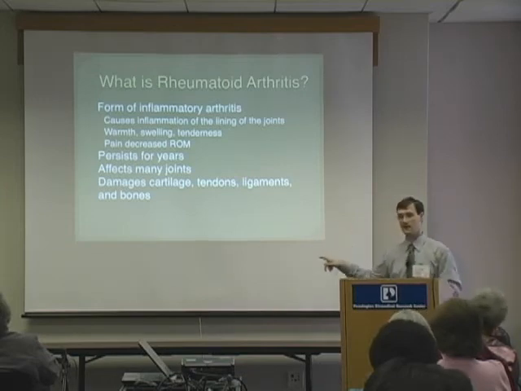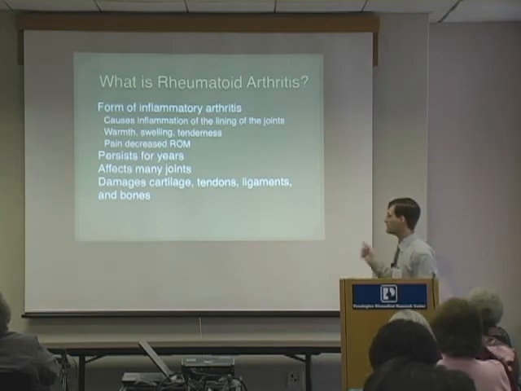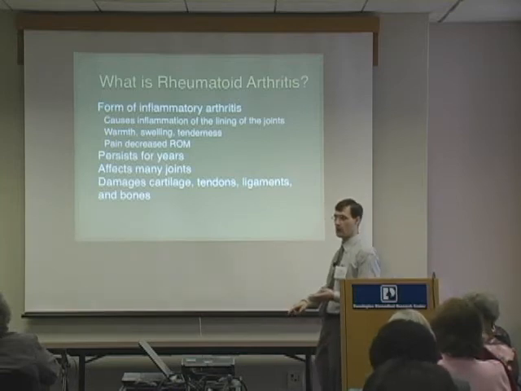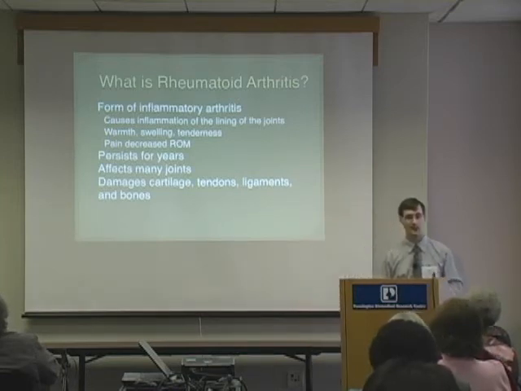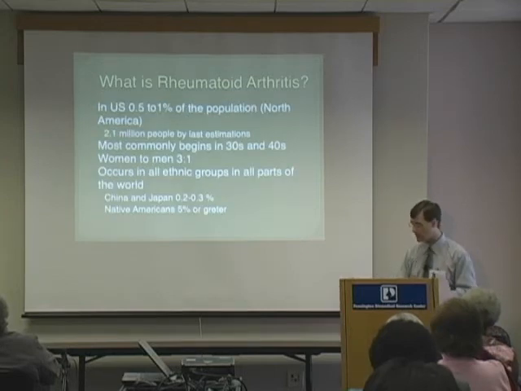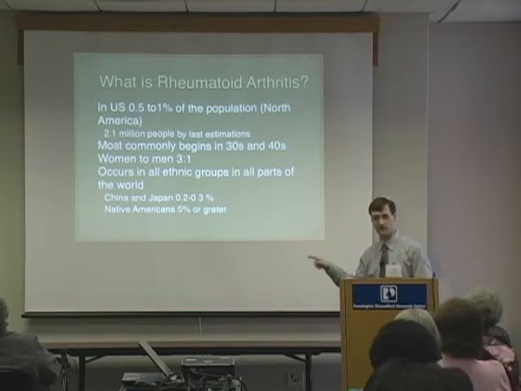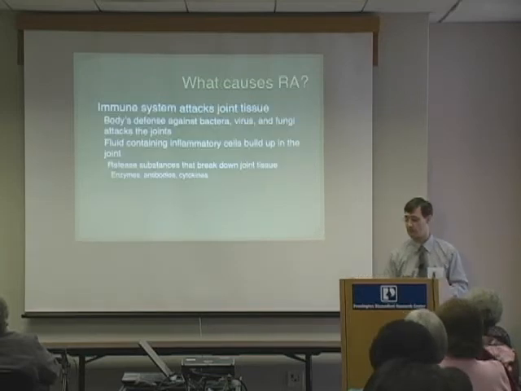Remember, osteoarthritis damages the cartilage and the surrounding bone. Rheumatoid damages the cartilage, the tendons, the ligaments, the bones. All of the structures of the joint get damaged from rheumatoid arthritis. A lot of people have it, 0.5 to 1% of the population in the United States. Native Americans have a much greater frequency. 5% of Native Americans actually have rheumatoid arthritis.